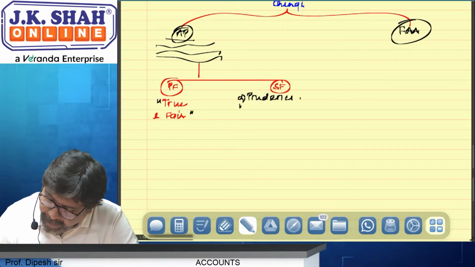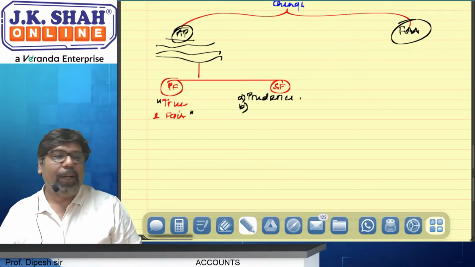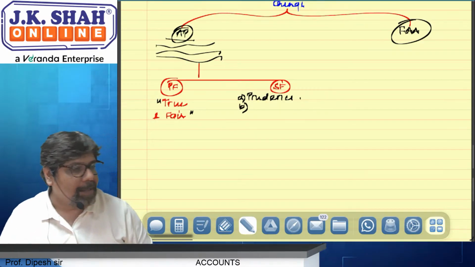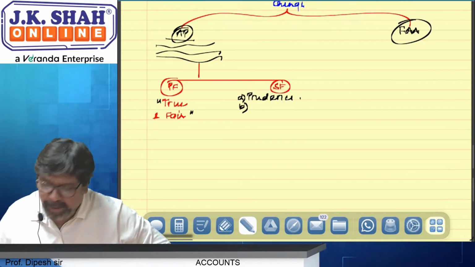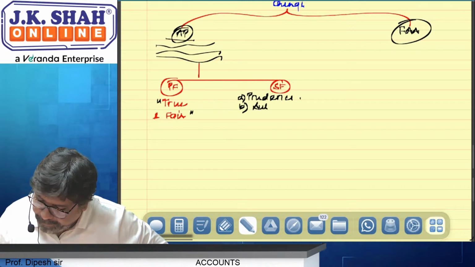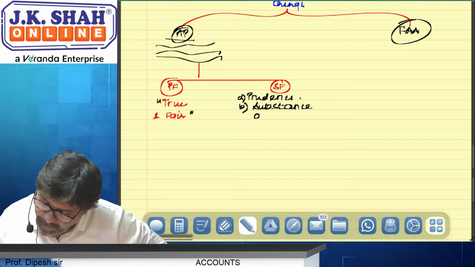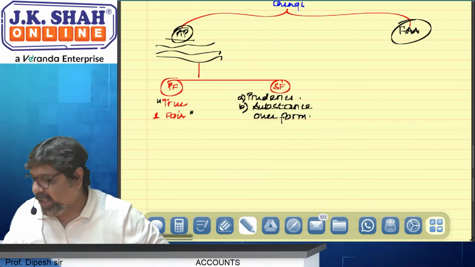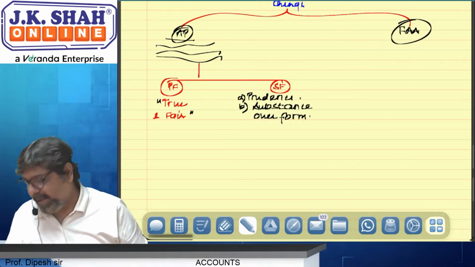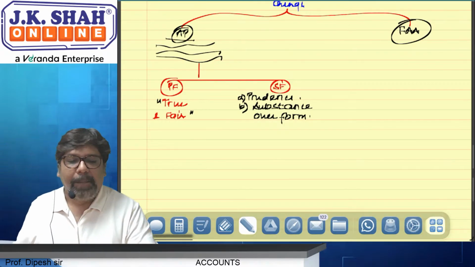Prudence. So you can account for future estimated losses, not for future estimated gains. आगे बढ़े चार्टर्ड. दूसरा substance over form. That means reality over legality. ये भी मैंने पहले बताया, बट फिर बताता हूं.